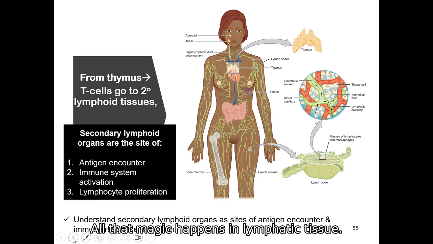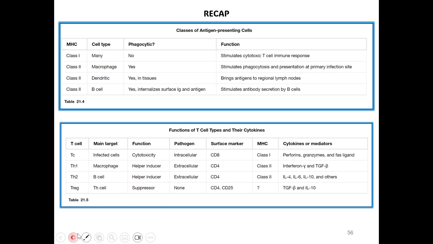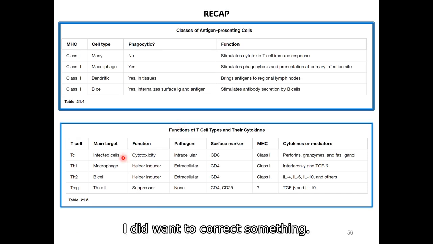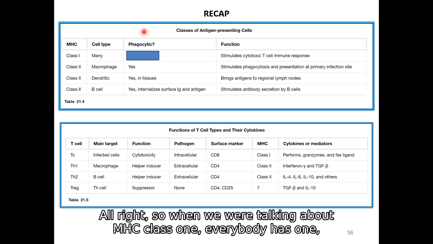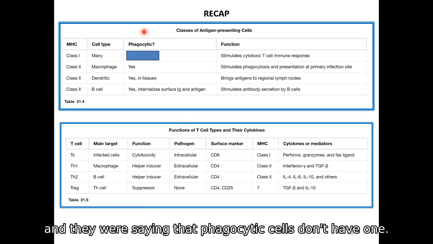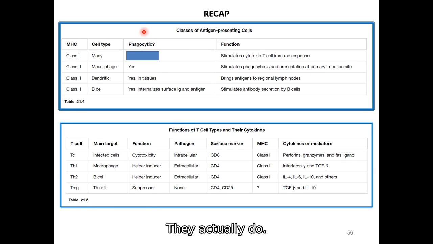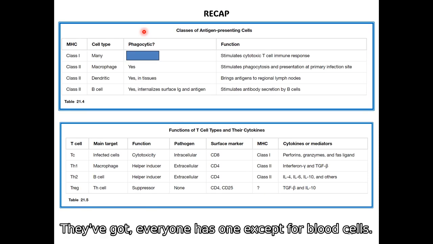So all that magic happens in lymphatic tissue. Oh, something about your book. I did want to correct something. When we were talking about MHC class 1, everybody has one, and they were saying that phagocytic cells don't have one. They actually do. Everyone has one except red blood cells.